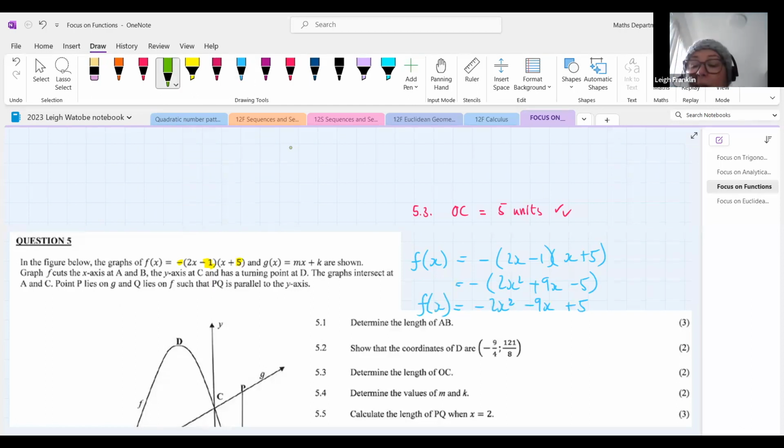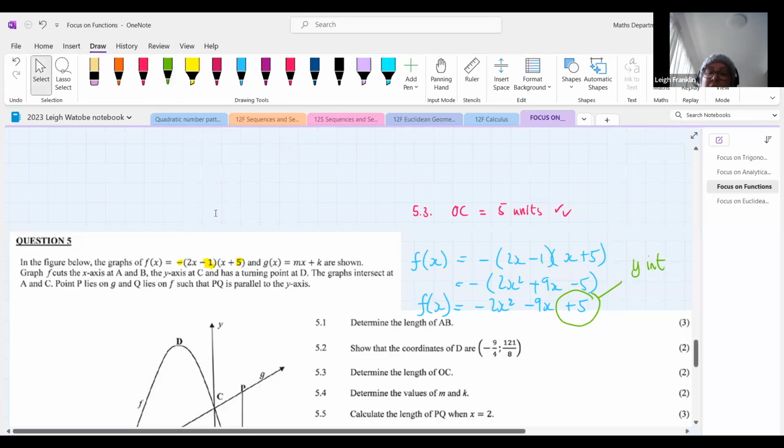So this value over here is always your y-intercept, the value of c. ax squared plus bx plus c is standard form, like it is now, and that value at the end, 5, is your c value. That is your y-intercept.